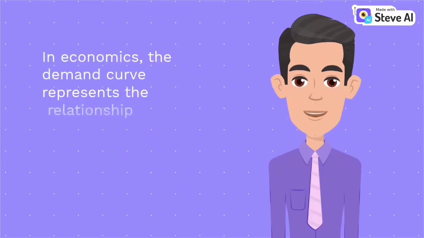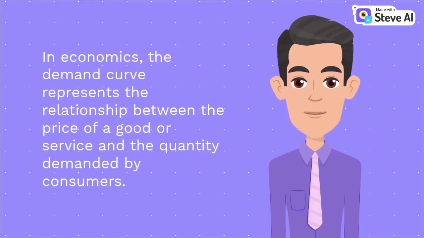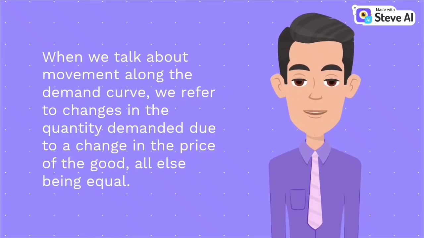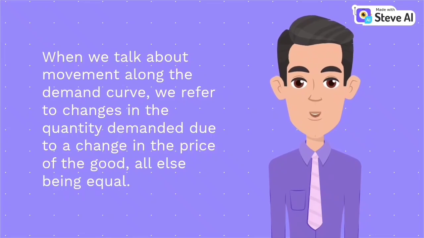In economics, the demand curve represents the relationship between the price of a good or service and the quantity demanded by consumers. When we talk about movement along the demand curve, we refer to changes in the quantity demanded due to a change in the price of the good, all else being equal.